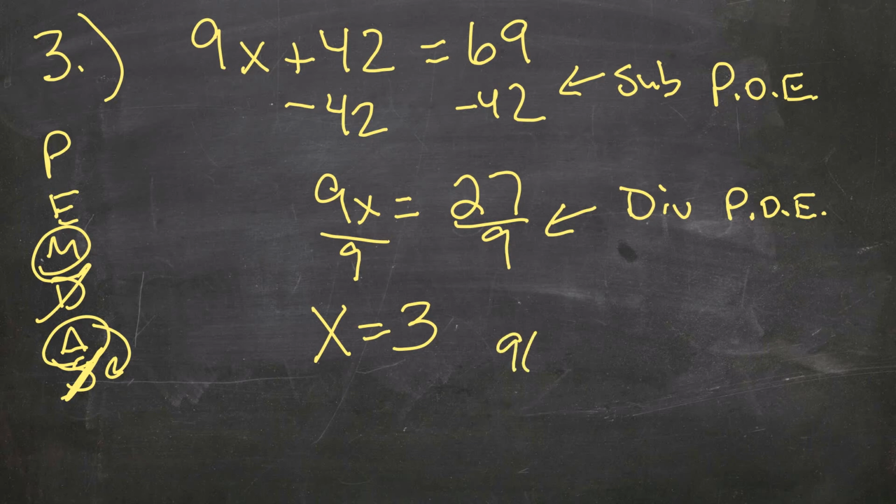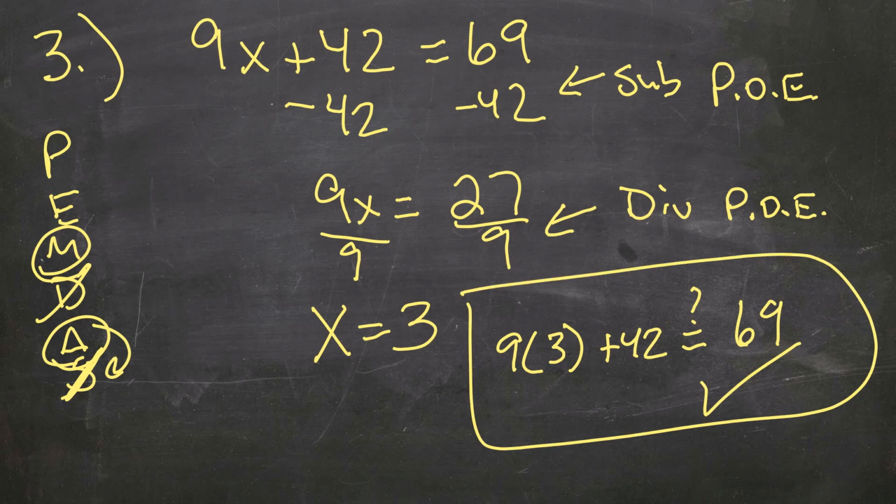So I say 9 times 3 plus 42, does that equal 69? 9 times 3 is 27, 27 plus 42 does equal 69, so that's your check step, it's good. That's your final answer. The circled part is your final answer, okay? That's it for number 3.